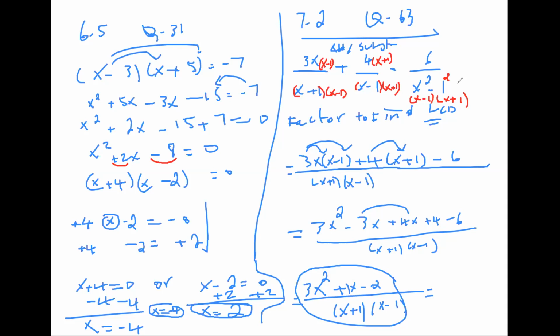So find the LCD. Factor first to find the LCD. Complete all of them to be exactly the same. Keep the same LCD, and just add or subtract the tops together. Simplify as much as possible.